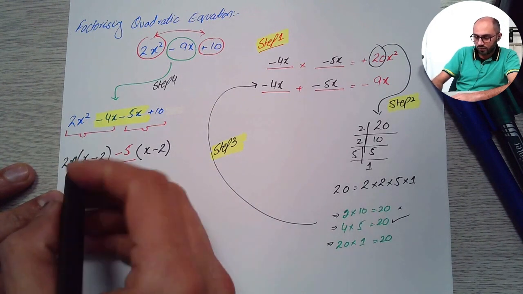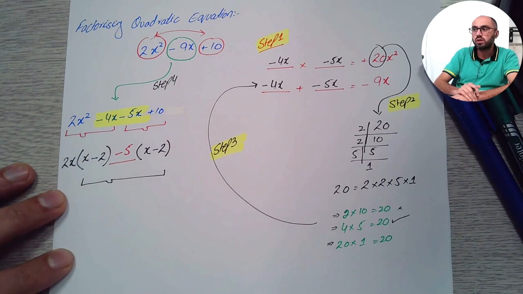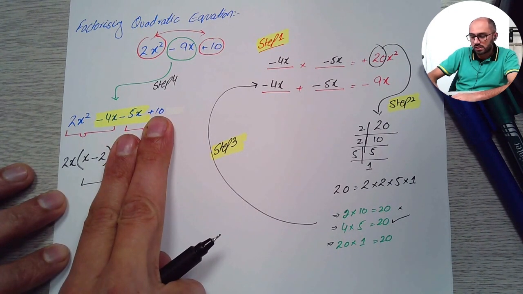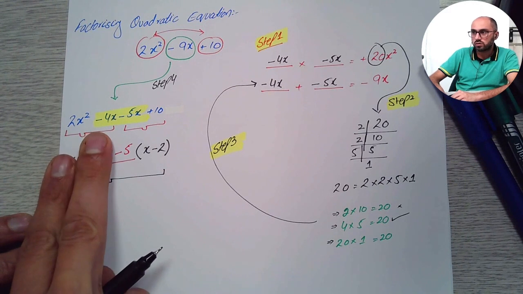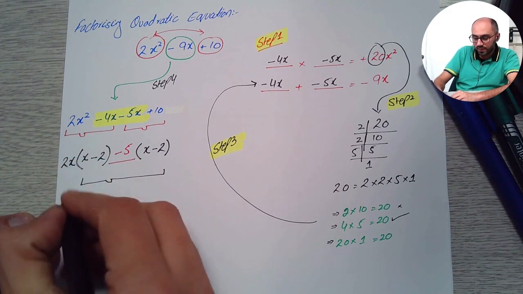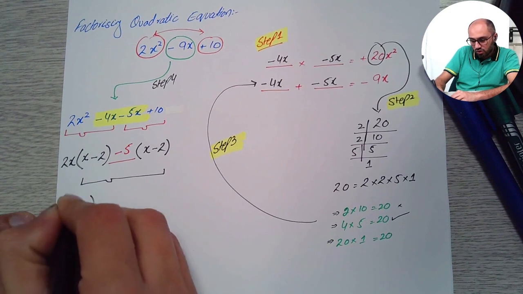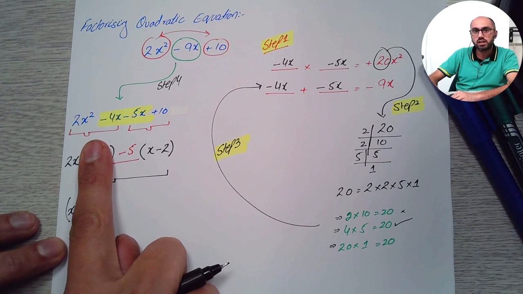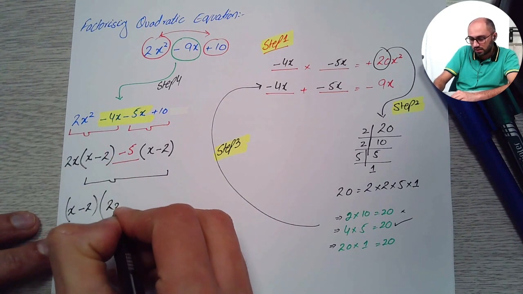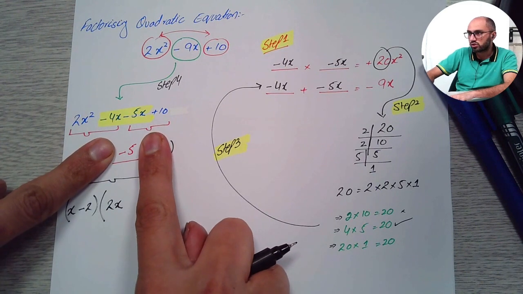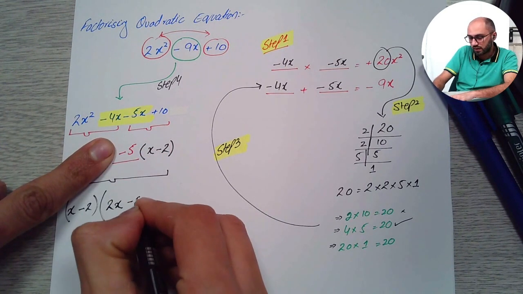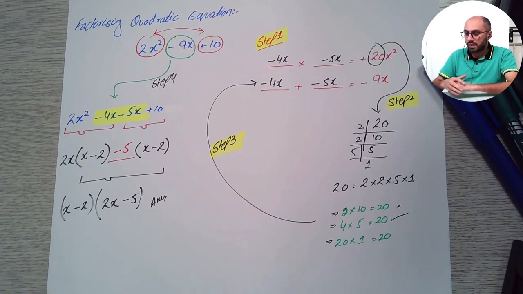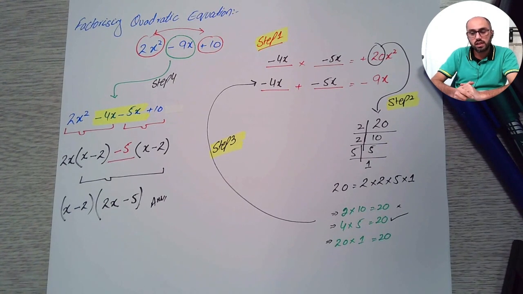Once you got that, what you got to do now is consider this whole thing together. You can see the left side contains x minus 2. The right side also contains x minus 2. So I can take this x minus 2 out. If I take this x minus 2 away from here, what am I left with? I'm only left with 2x. I can write down 2x here. From this term, if I take x minus 2 away, what am I left with? Just minus 5. And this is my answer. So this is the method of factorizing a quadratic equation.